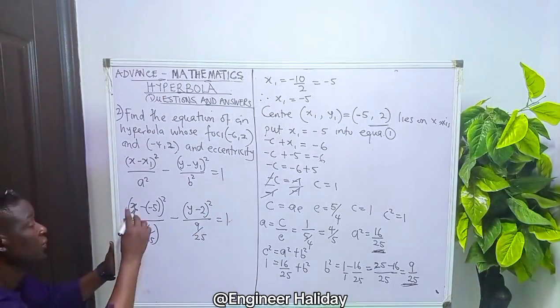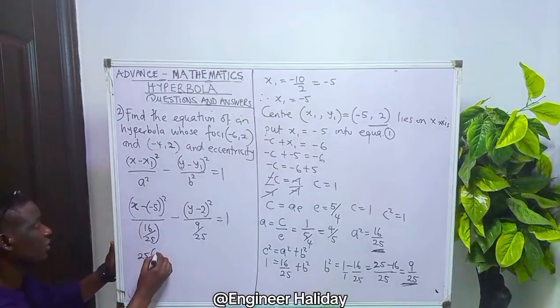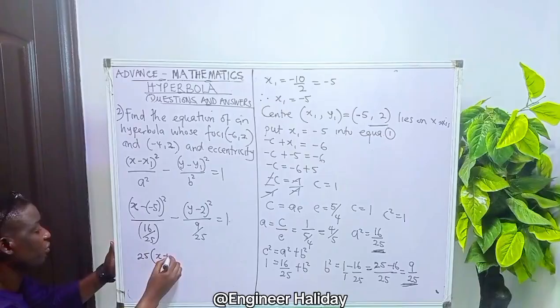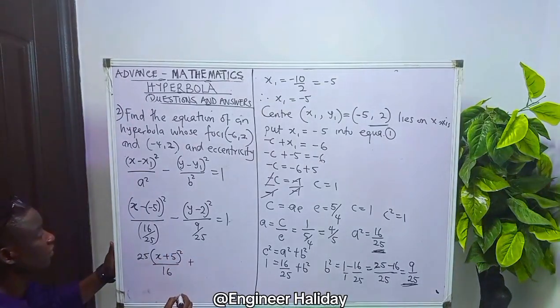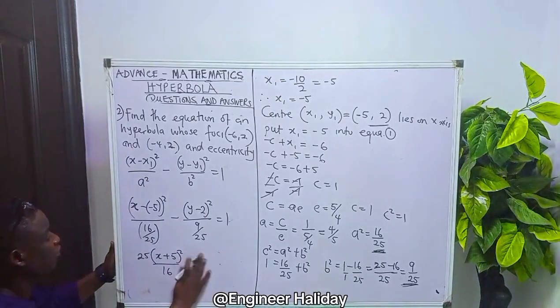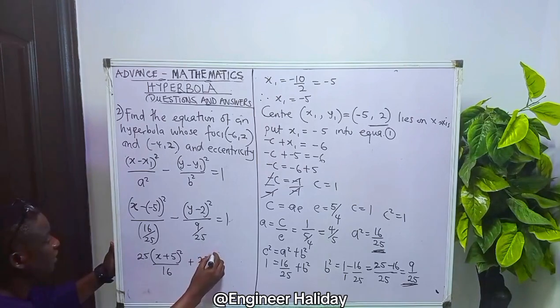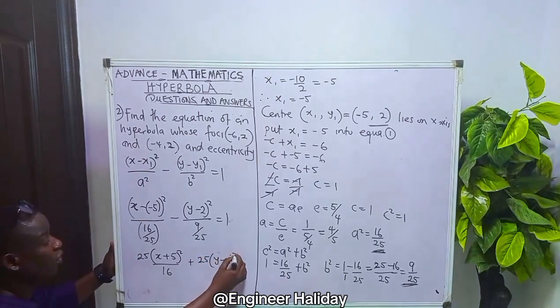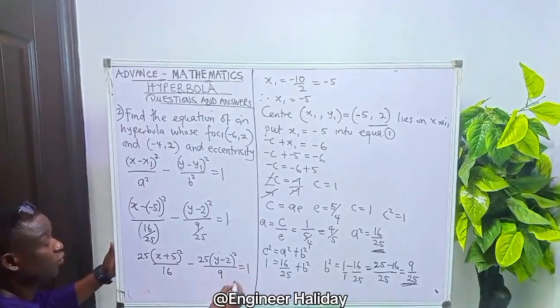Depending on the option, we can write it. 25 can go up and that be 25 into bracket x plus 5 all square over 16, minus y minus 2 all square. 25 will still go up, leaving behind 9. So 25 into bracket y minus 2 all square over 9. This is minus, this is equal to 1.